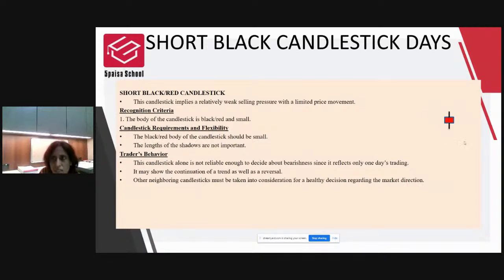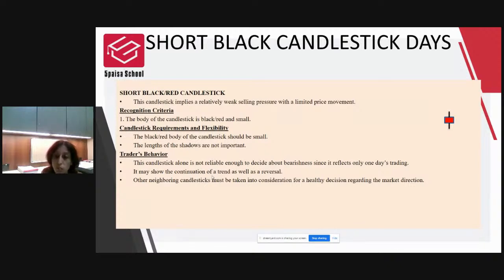And of course, these shadows or wicks which you are seeing over here don't signify anything as far as this short black candlestick or short red candlestick is concerned. So it may show the continuation of a trend as well as a reversal. So let's say the market is very bearish and you are seeing this kind of chart type, then maybe going ahead a reversal is going to set in.